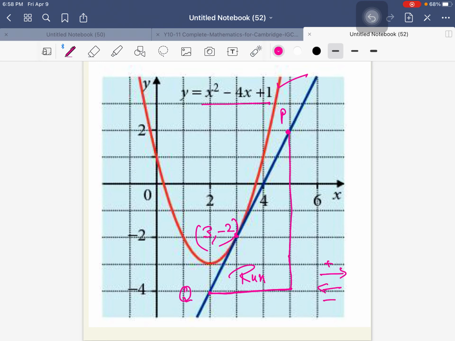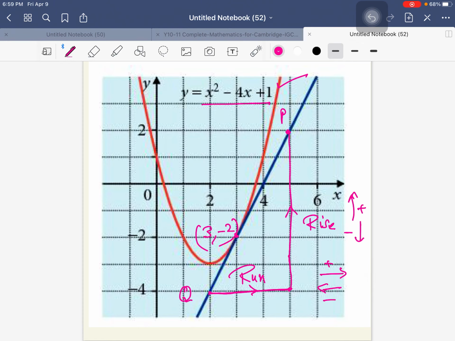Now after that, I'm going to move up because I have to approach that point P. So when I start turning from here, moving up, that's called vertical movement or rise. So rise is nothing but vertical movement. Again, if you move up, it will be positive. If you move down, it will be negative.